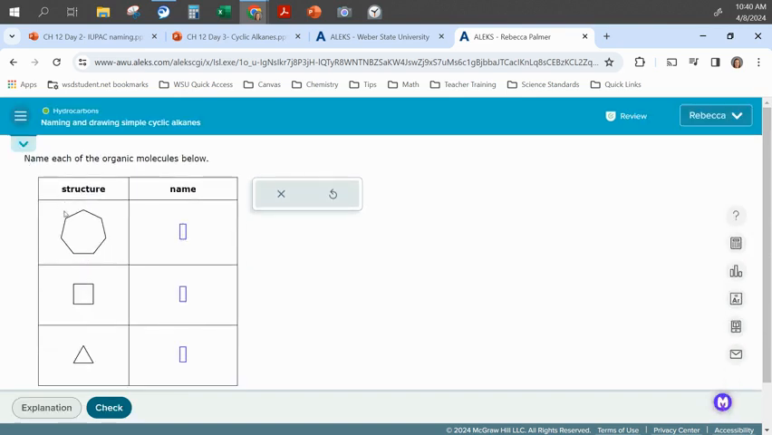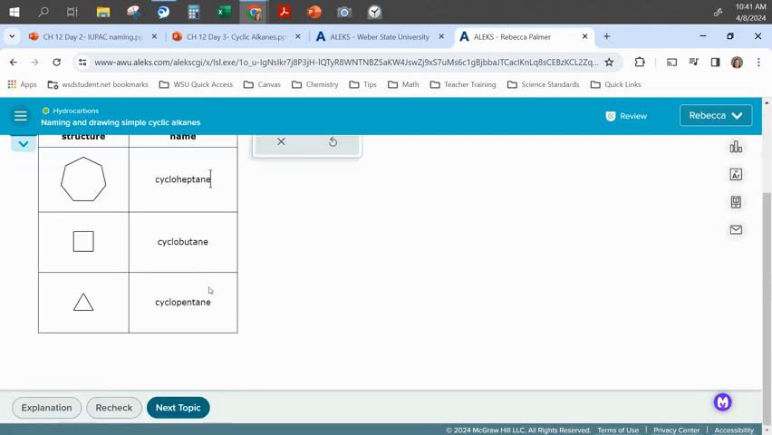Okay, so we just have to count. 1, 2, 3, 4, 5, 6, 7. That would be cycloheptane. Make sure you put cyclo if it's a circle, if it's a ring. 1, 2, 3, 4. Butane. Cyclobutane. This one we just saw. This one's cyclopentane. Oh no, propane. Excuse me, I just said propane. Propane. There we go.